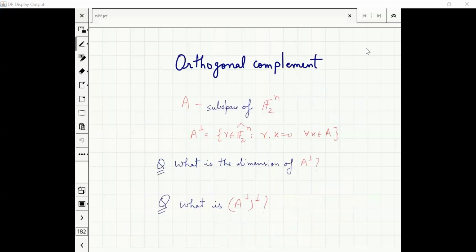Good. Now, since we have talked about subspaces, we can talk about orthogonal complement also. What is orthogonal complement? If I pick a subspace A of F2 to the power n, then A perp is the set of all elements gamma such that they are all orthogonal to every x in A.